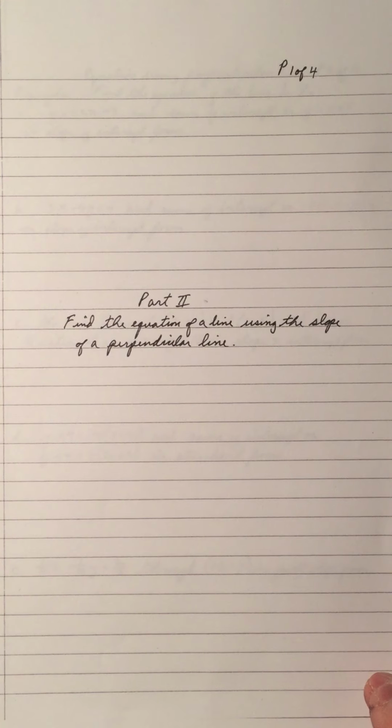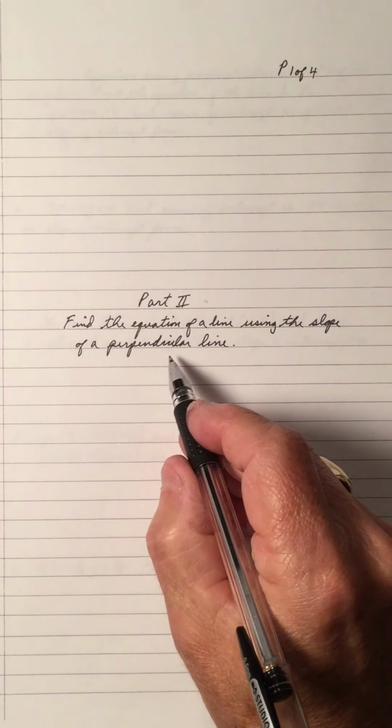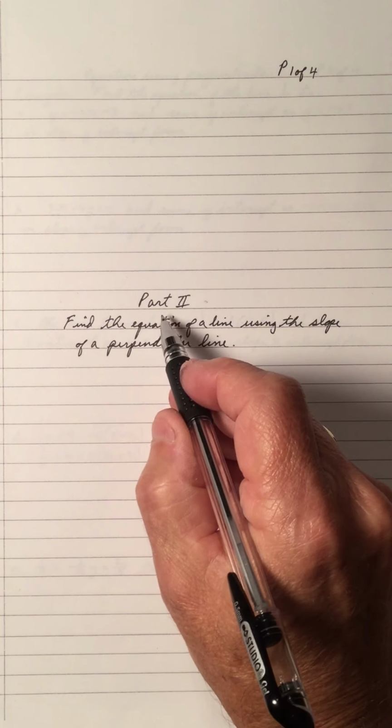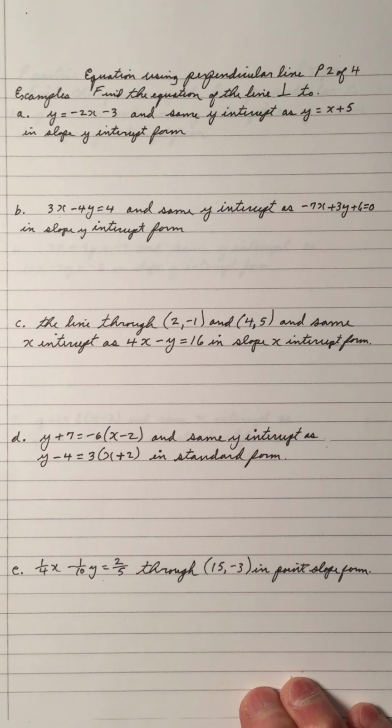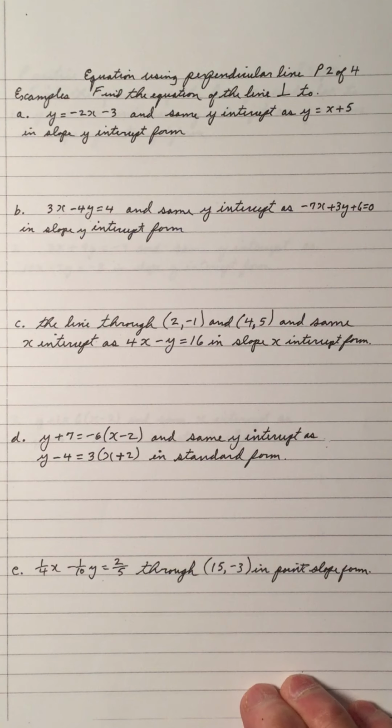Hi, welcome to my video on finding the equation of a line using the slope of a perpendicular line. And this is part 2. Part 1 was done in the previous video. Equation using perpendicular lines. Let's do some examples.